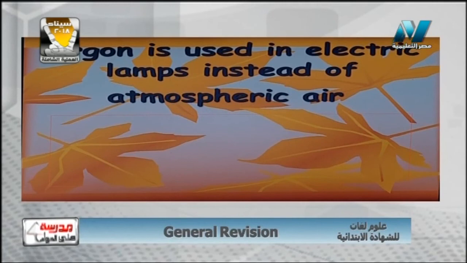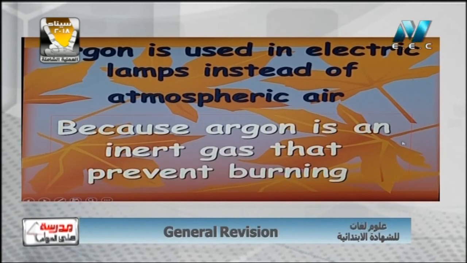Of course I use argon. Argon is an inert gas, an inactive gas, not active. They call it inactive or inert gas. Here we answer the give reason by using: because argon is an inert gas that prevents burning. We can't use oxygen, we know oxygen helps in burning. So we want to keep the life cycle of the electric lamp longer. We use argon because argon is an inert or inactive gas that prevents burning.